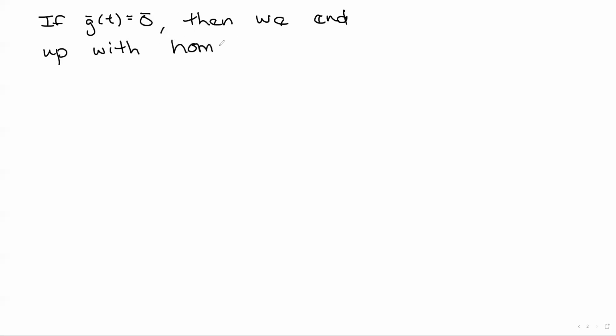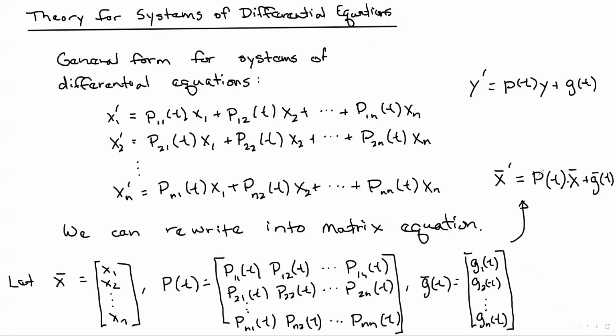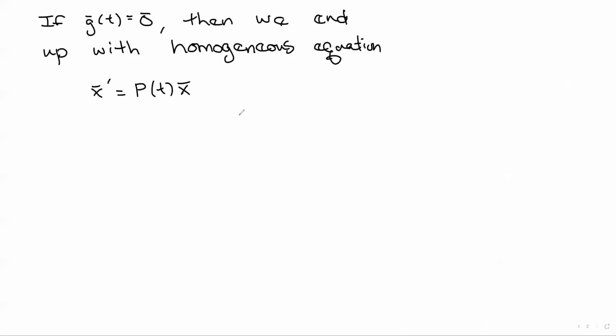All right. So next we're going to say if g of t, vector g of t equals the zero vector, then we can rewrite the equation. We end up with a homogeneous system. In that case, you just would drop off the g. It has the exact same format as this, but we've just replaced g of t with zero. And if you do that, you end up with the homogeneous system.